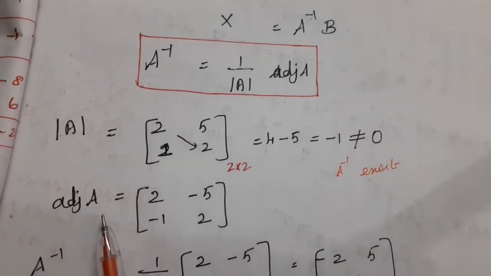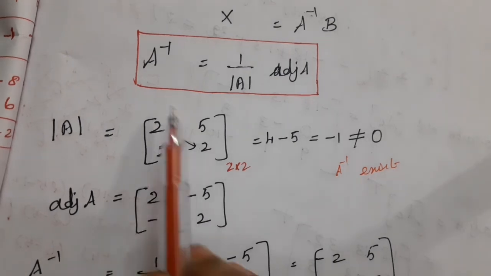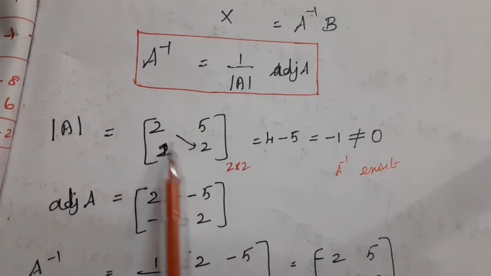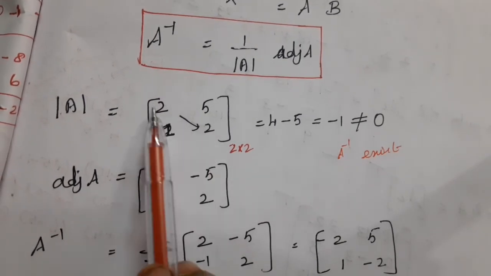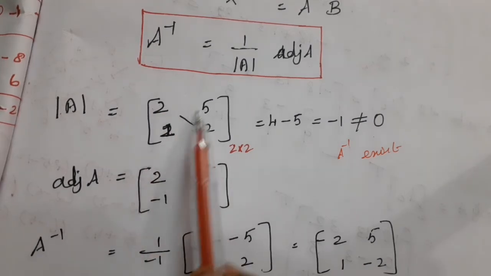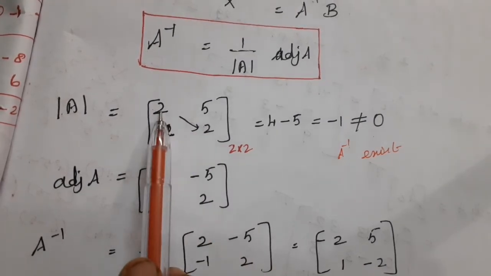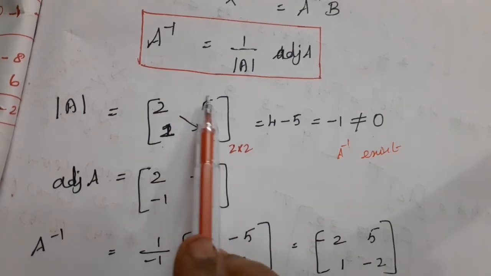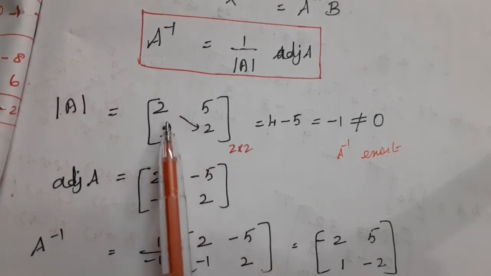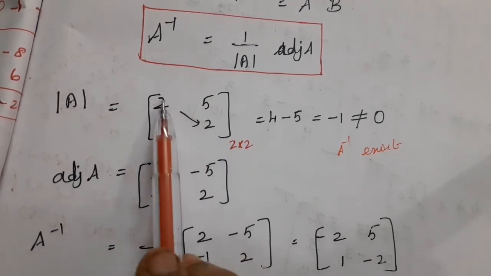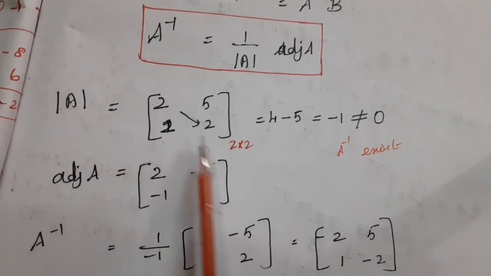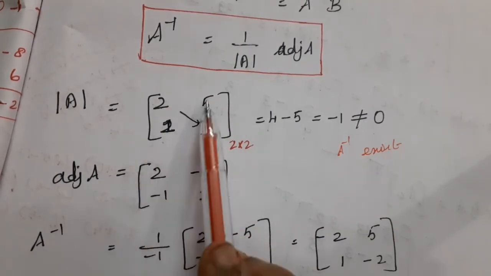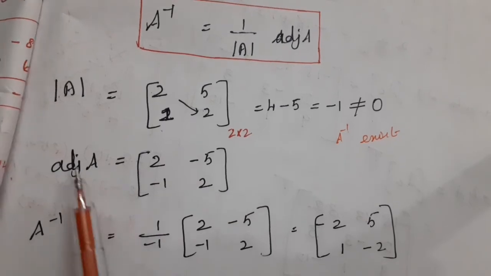Next, adjoint of A. In a 2 by 2 matrix, the adjoint is very easy: just interchange the main diagonal and change the sign of the other diagonal. 2 and 2 are interchanged, plus 5 becomes minus 5, plus 1 becomes minus 1. So in a 2 by 2 matrix, adjoint of A is easily found by interchanging the main diagonal and changing the sign of the other diagonal. Now we get the adjoint of A.